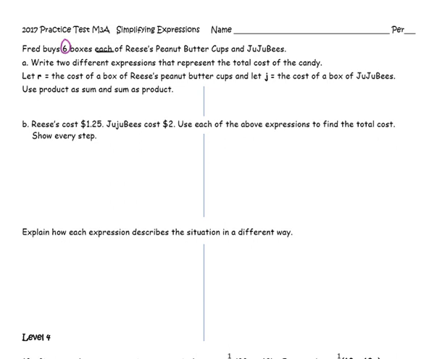To figure out the total cost of the candy, we want to use a product as a sum and a sum as a product. One of the ways is to figure out the cost of the Reese's plus the Jujubes and then multiply that by 6 boxes. The other way is to find the cost of the Reese's, which would be 6 times the cost of the Reese's. Then figure out the cost of the Jujubes, which would be 6 boxes times the cost of a box. Then add those together. Those are two different ways, the product as a sum and the sum as a product.